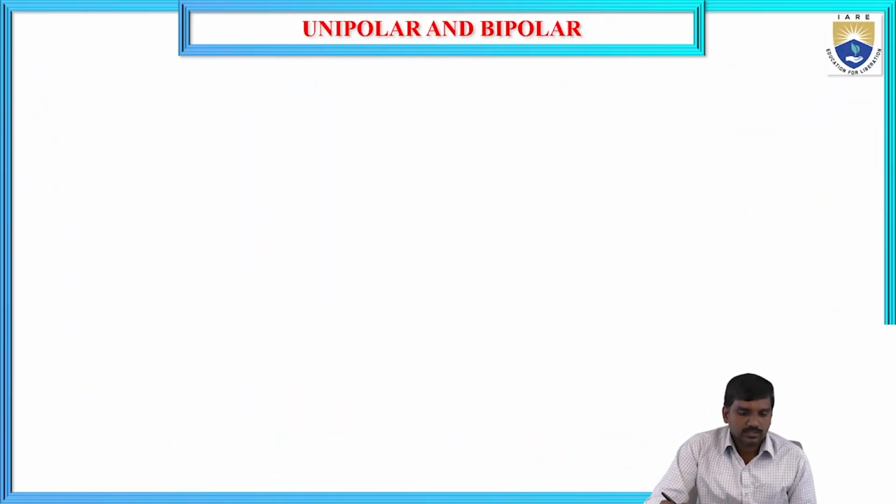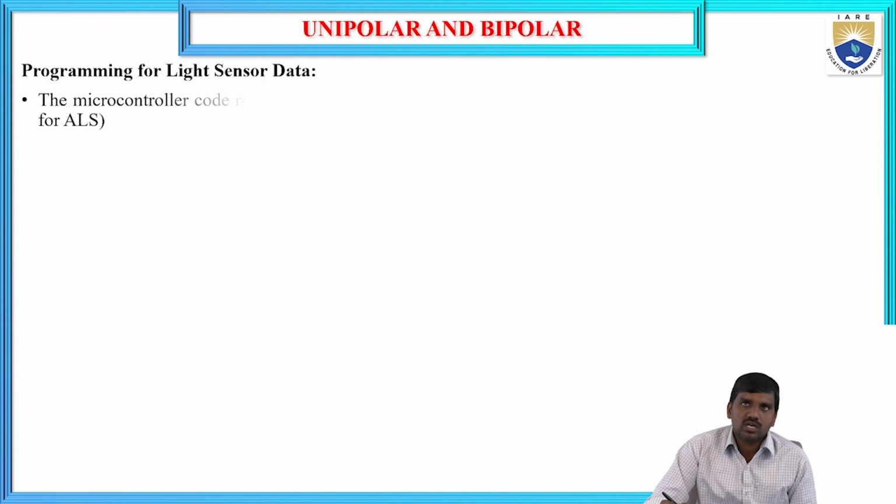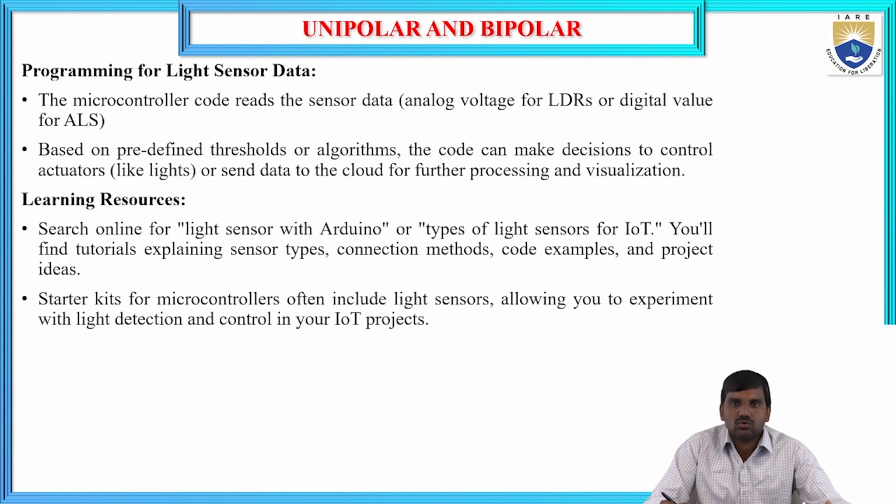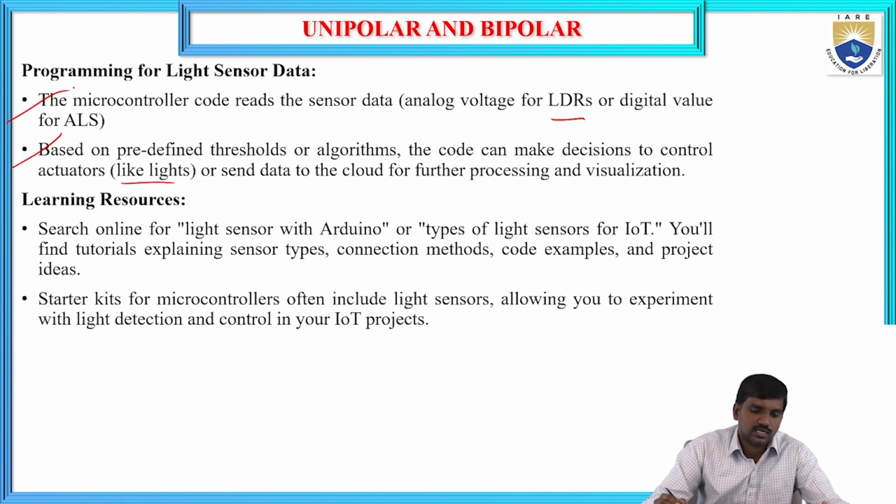So next one, programming for light sensor data. Here the microcontroller code reads the sensor data, analog voltage for LDRs, or digital values for ALS. Based on predefined thresholds and algorithms, the code can make decisions to control others like lights, or send sensor data to the cloud for further processing and visualization. So these are the two points regarding how to write the program on the microcontroller.